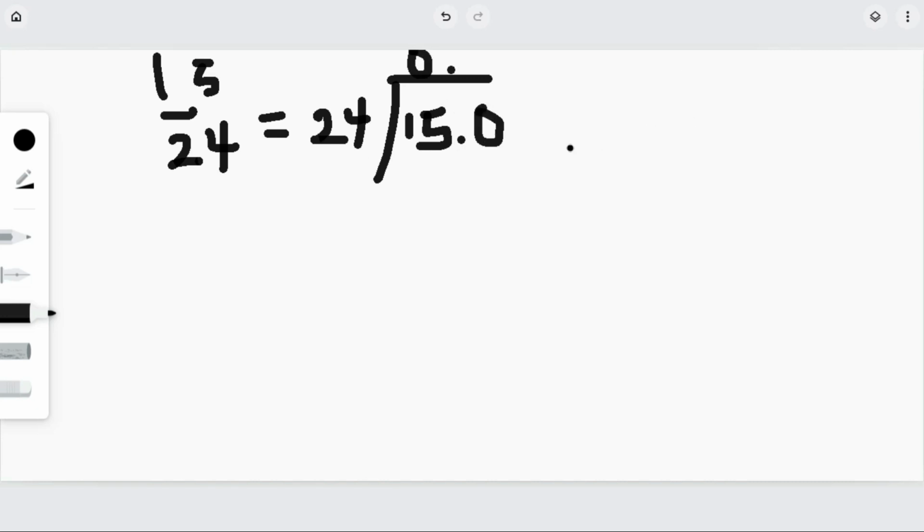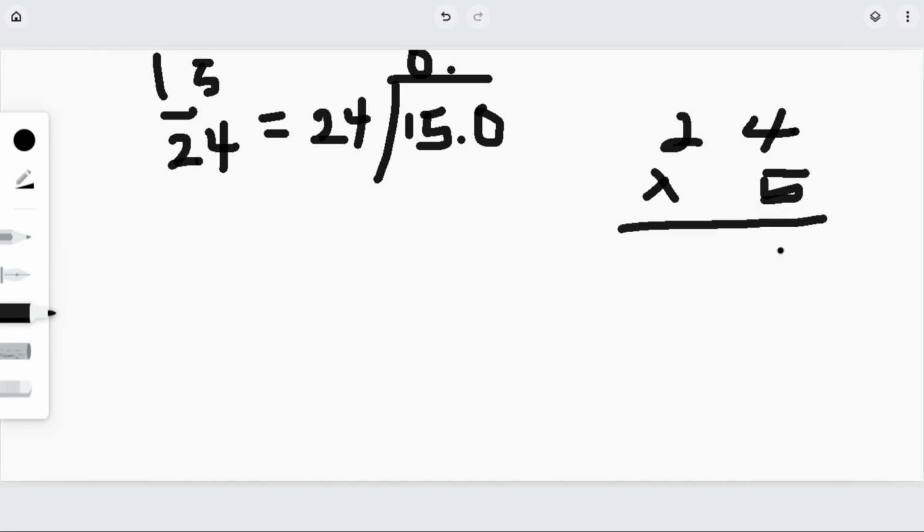How many 24 can I say in 50? Now let's do 24 times, let me just use 24 times 5 for now, and check what we are going to get. So 5 times 4 is 20, write 0, keep 2. 2 times 5 is 10 plus 1, that's 12. So you can even add one more to this. Let me quickly add one more.